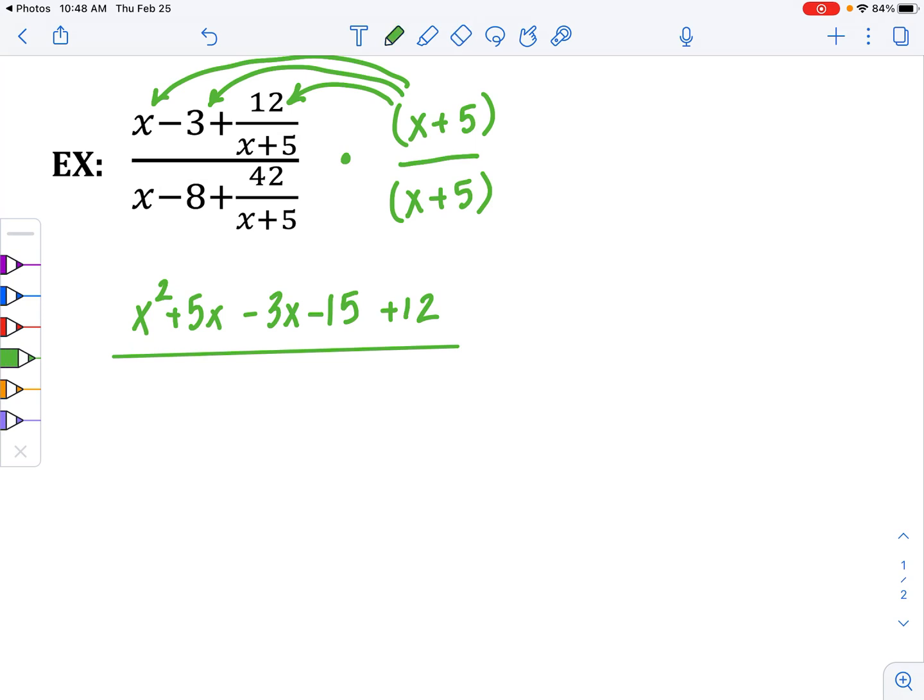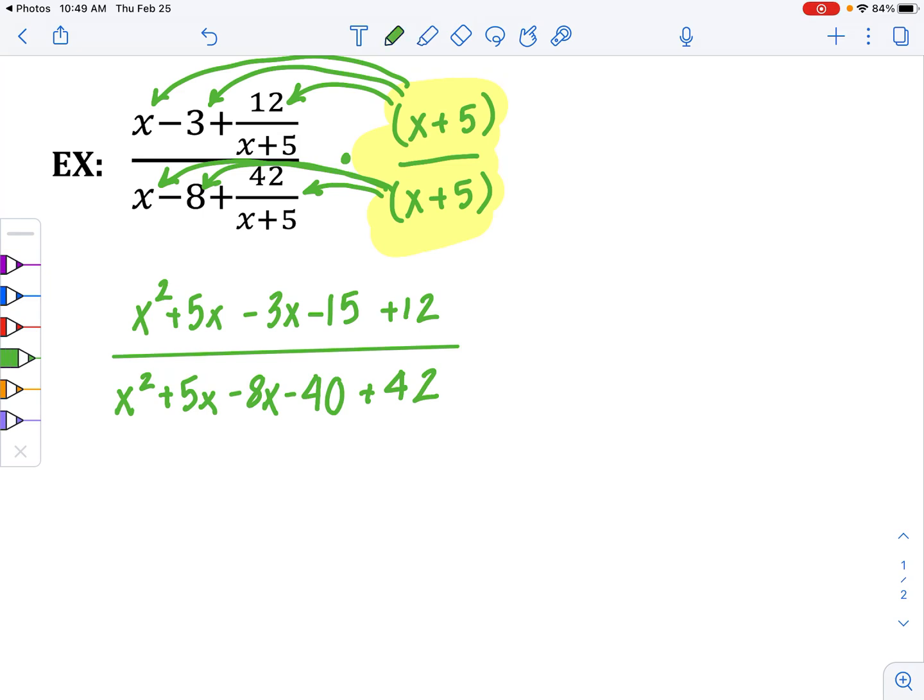Denominator time. First term, x times x plus 5, another x squared plus 5x. X plus 5 times negative 8, negative 8x minus 40. And our last distribution cancels out the denominator, leaving us that 42. Yay, that's so much better. As long as we found what to multiply by and we distribute to every term, it becomes pretty nice.